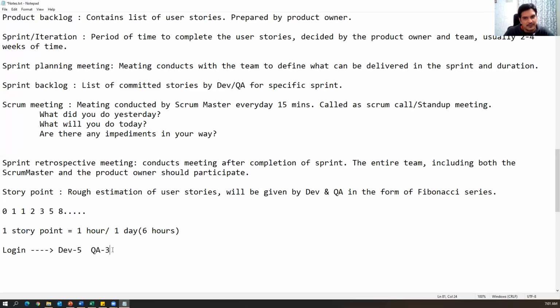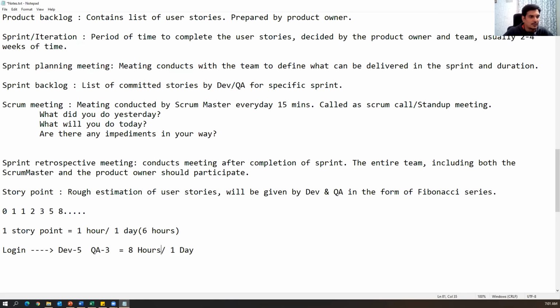3 hours, totally 8 hours. That means 1 day. So they will estimate the stories in the form of story points. A story point is an estimation given by the dev and QA for that particular story. Some companies will consider one story point equal to 1 hour, and some companies will consider one story point equal to 6 hours, that means 1 day. Okay, so remember guys, this is called story point estimation.